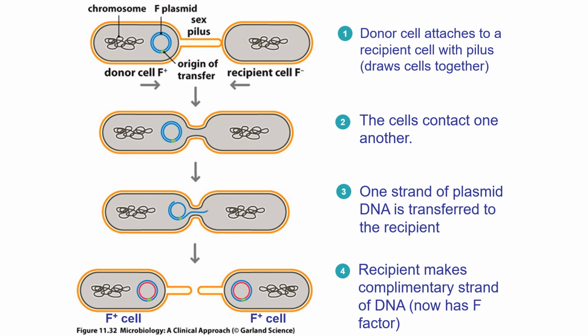And now that recipient cell can make a pilus and share information with another cell. So this can spread rather quickly. Incidentally, I'll just point out that bacterial cells are haploid. They only have one set of information, and that's something that we may come back to.